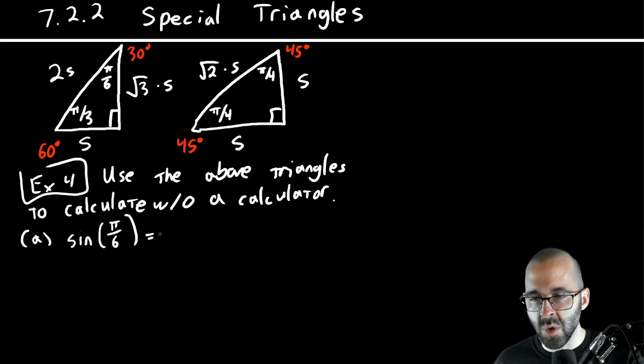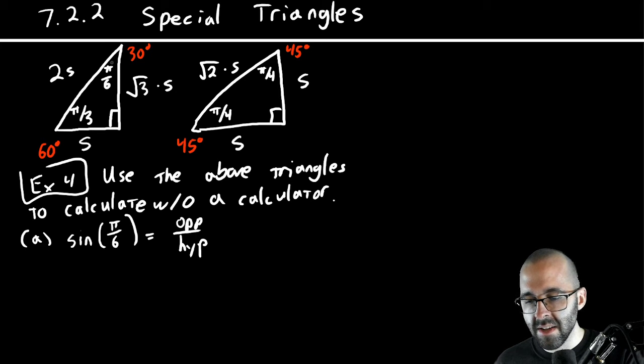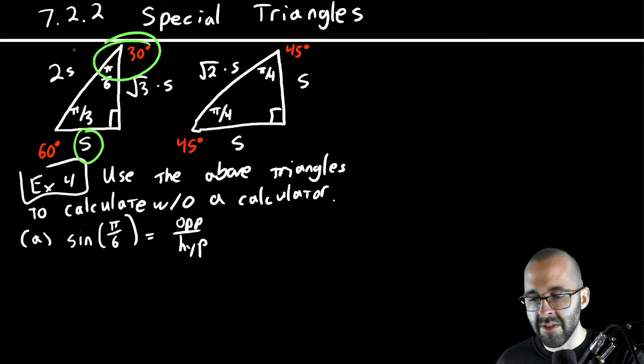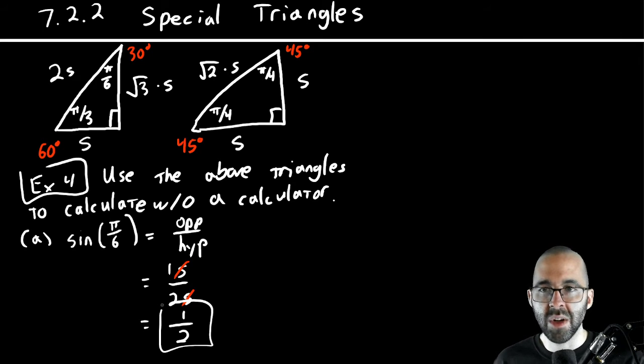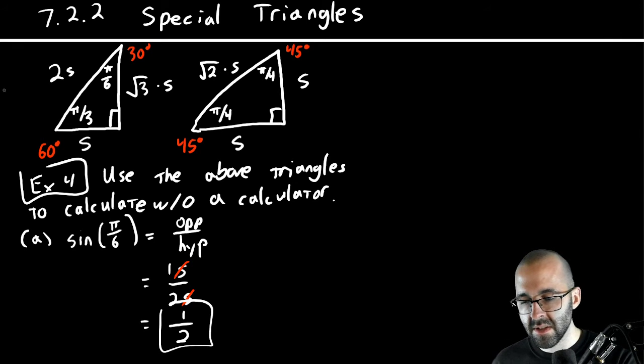And then sine, SOHCAHTOA, S-O-H, is opposite over hypotenuse. So locate the angle, then locate the opposite side divided by the hypotenuse. That's going to be S divided by 2S. Cancellation, and it cancels to 1. We're left with 1 divided by 2. That's the sine. That is one way that we can use these triangles.